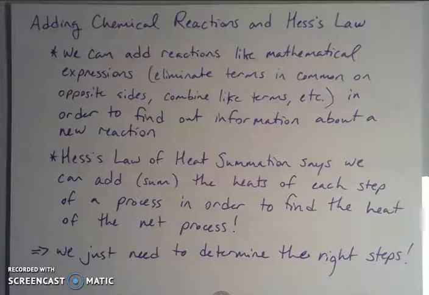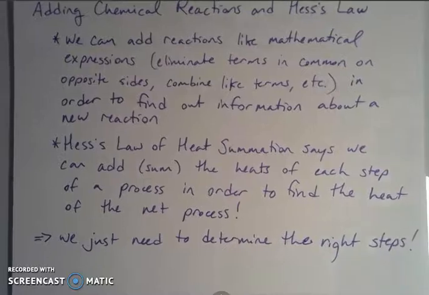And then by adding those together, we can find out new information about that target reaction, the one that we're looking for. We can do that through Hess's law of heat summation, which says, as the name implies, that we can add together the heats of each step in a stepwise chemical process in order to find the heat of the overall net process, or of the target reaction that we're looking for. We just need to find the right steps, and we need to manipulate the equation so that the steps look like the reaction that we're looking for.